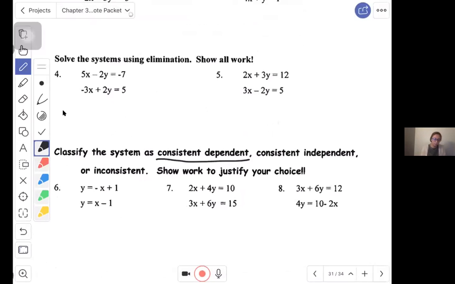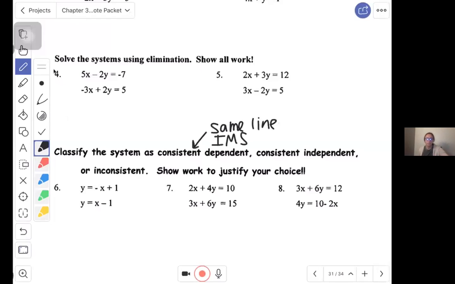So what does consistent and dependent mean? Who can tell me what that means about the lines? Ella, go ahead. They're the same line, like they have the same equation. Yep. So how many solutions would they have if they're the same line? Infinitely many solutions. Awesome. IMS, infinitely many solutions.